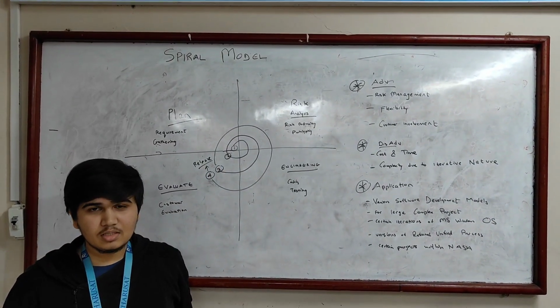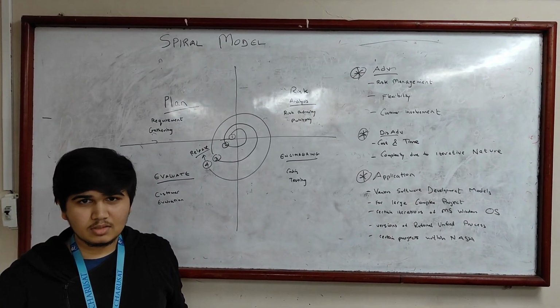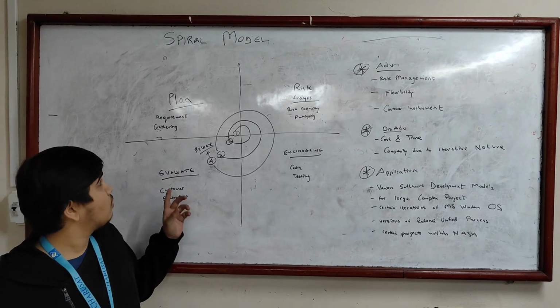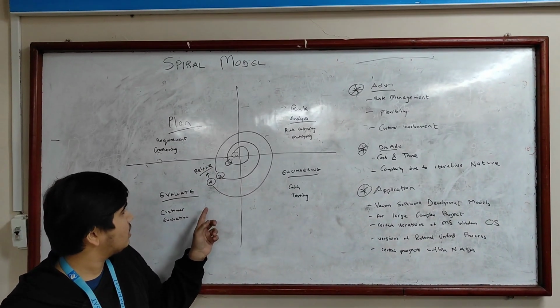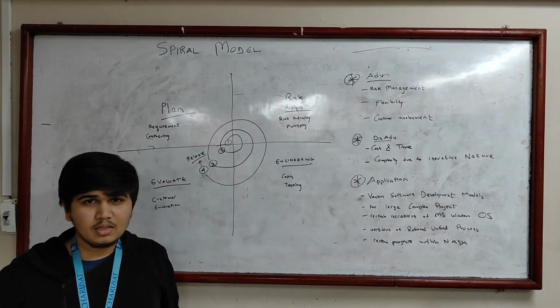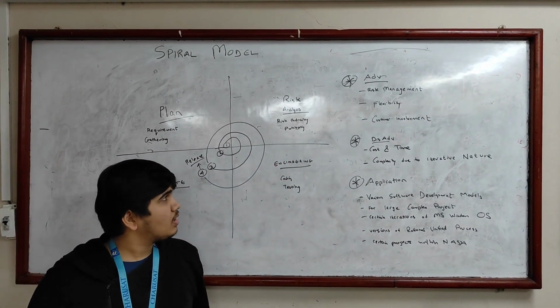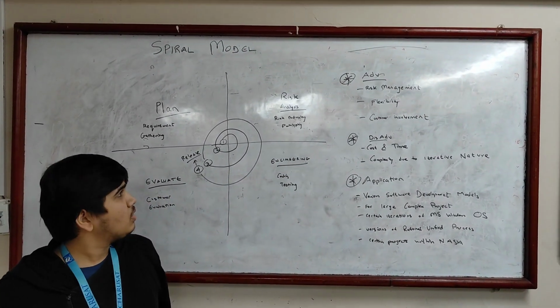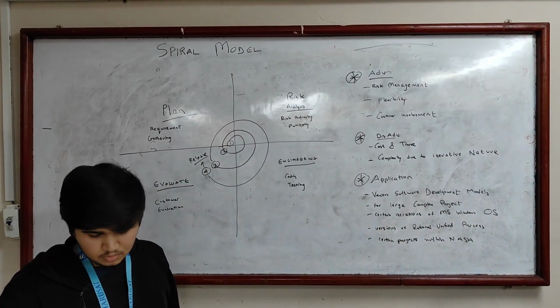Spiral model is a series of iterations which goes through customer feedback and delivers the product. It has mainly 4 phases: plan, risk analysis, engineering, and evaluation. Plan means gathering information related to the business. Second is risk analysis. Risk analysis is very important to reduce risk, prototype, and improve the product.